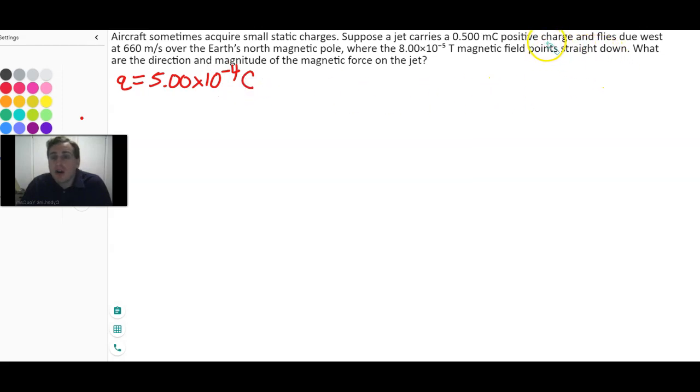Okay. Positive charge, it's flying due west. So if it's flying due west, we really should start to set a coordinate system. So let's do the velocity here, maybe in this purple color. It's flying this direction. Let's call this due west. And this is the velocity vector. Again, this is west. And the velocity magnitude, we know that. That's 660 meters per second.